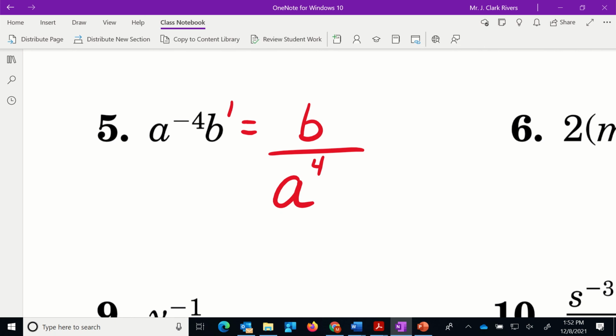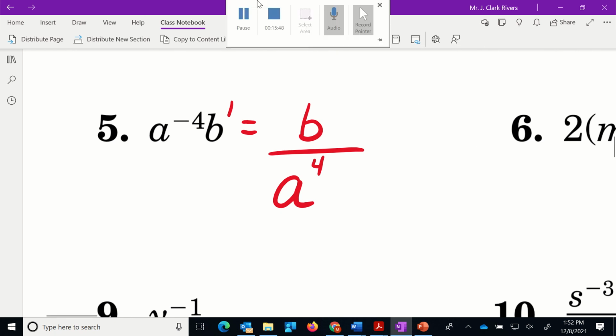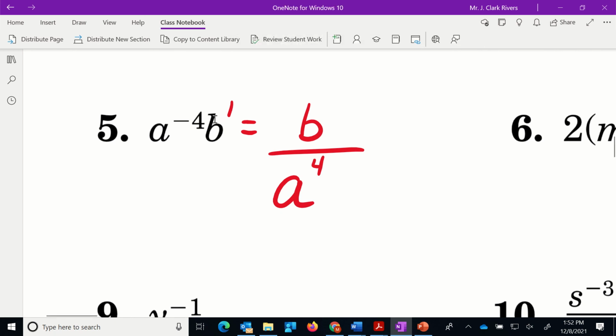Yes? So why did you put b at the top though? It was already in the numerator, right? This is over 1. So b stays in the numerator. It's got an exponent of 1, so we don't move it at all. It's already a positive exponent. We don't need to move it at all.